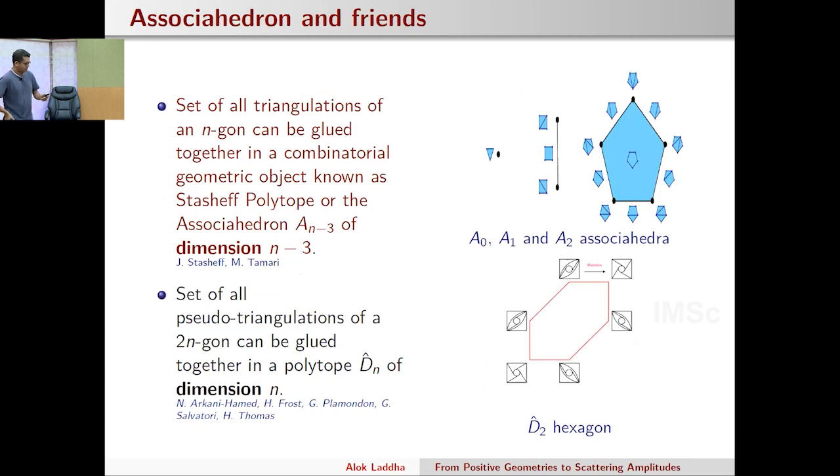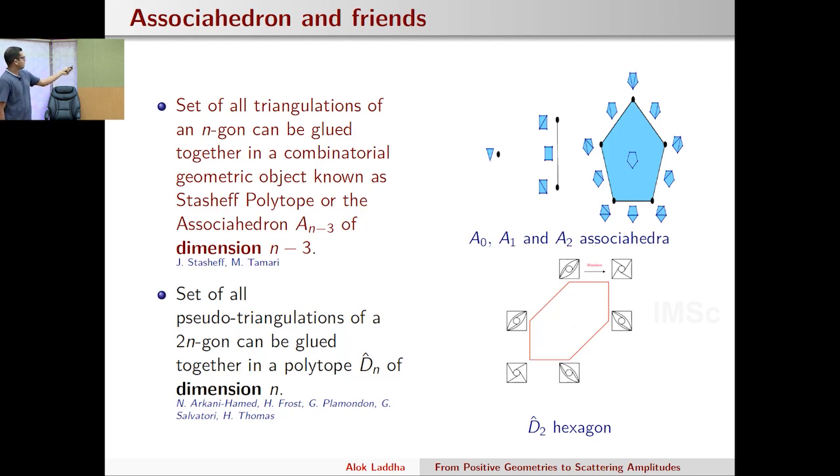And here is a very beautiful and known fact in mathematics from a long time, that if you consider the set of all triangulations of a polygon or an n-gon, they can be glued together systematically in a single object, which is of dimension n-3 if you are working with an n-gon, and it's called a Stasheff polytope or associahedron. So I have given 3 examples here. If you just look at triangulation of a triangle, which means no triangulation, it gives you a point. If you look at triangulation of a square, there are 2 possible triangulations, and you can go from one to the other by just 1 flip.